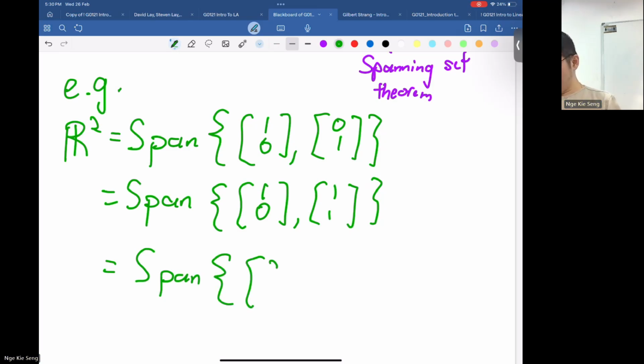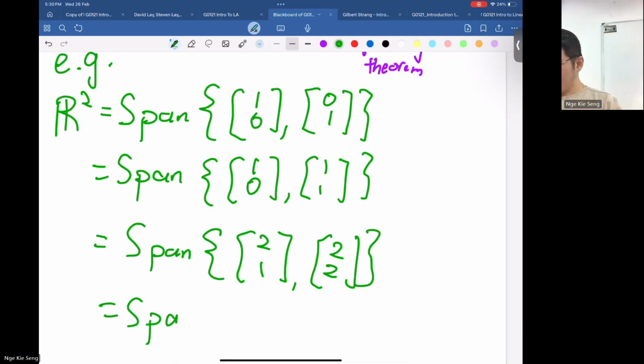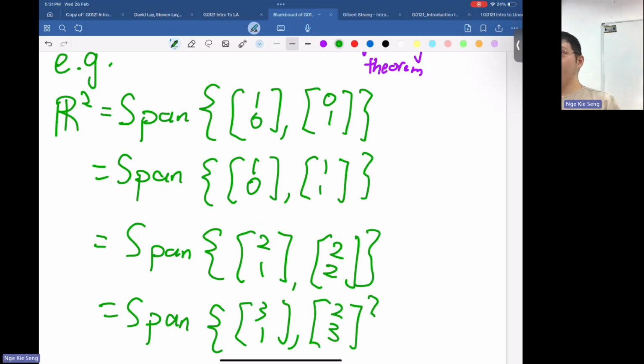Maybe (2,1), (2,2). You can easily give. You know how I come up with these examples? This two-vector case is quite easy to figure out. As long as they are not scalar multiples of each other, they will be linearly independent. So all of these are bases for R2.